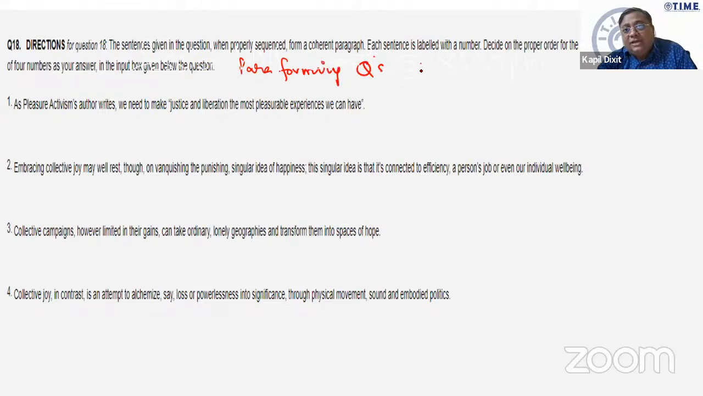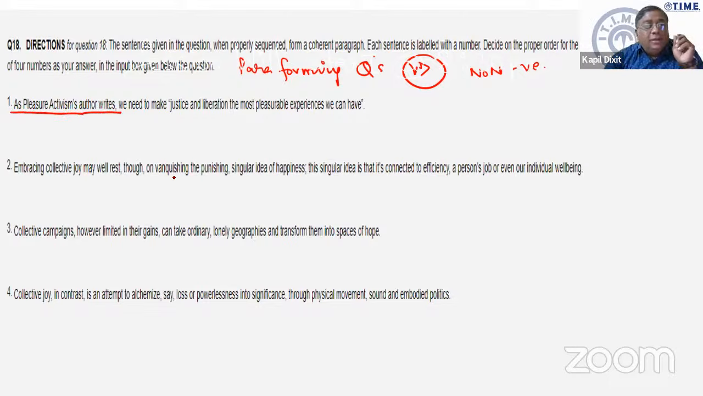Again, it's difficult, rather very difficult in category. So ये भी अगर, there was no loss because this was a non-negative question. Okay, this was a non-negative question. There was no loss. Okay, one could have attempted it. उससे नुकसान नहीं होता. Now, please understand all four statements. As pleasure activism, author writes. Okay, now, see, embracing collective joy may well rest.